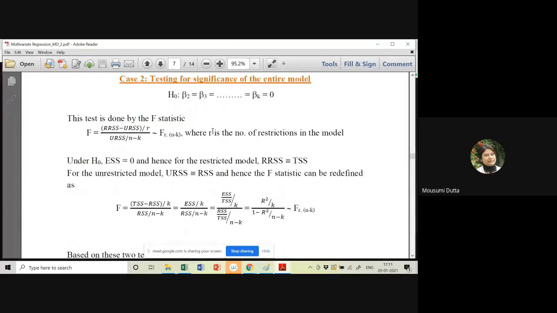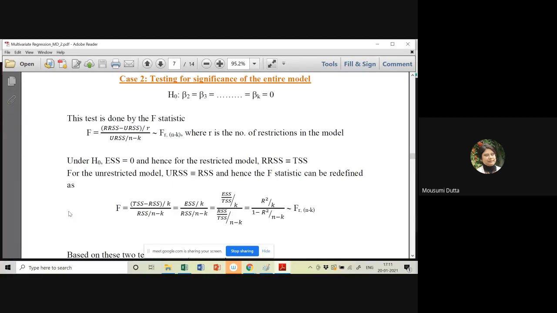And the second variety, as I mentioned, considers all coefficients to be equal to 0, testing for significance of the entire model. So beta 2 is equal to beta 3 is equal to up to beta k is equal to 0. This test is done by the F statistic. You are familiar with this F; today I discussed this F. F can be presented as RRSS minus URSS divided by the number of restrictions, divided by URSS divided by degrees of freedom. If the number of restrictions is given by small r, then it will follow F with degrees of freedom r comma n minus k.